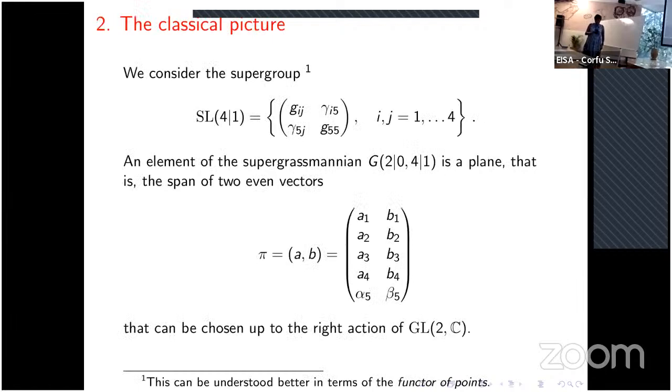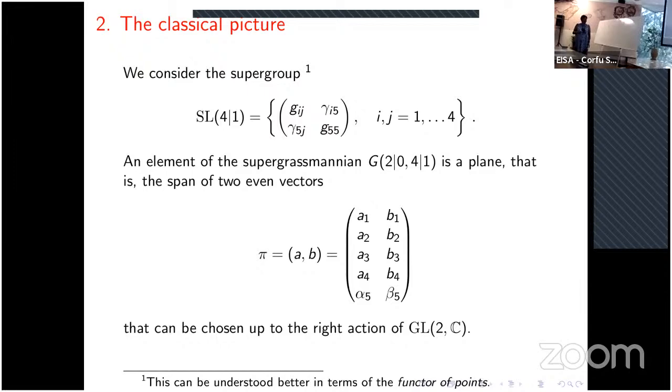Okay, so what is the supergroup SL(4|1)? I have put the generators ordered here like a supermatrix. Here the g_ij and the g_55 are even elements in an arbitrary superalgebra, and the gammas are odd elements, also in an arbitrary superalgebra. This is a 4x4 matrix, this is a 1x1 matrix, this is a vector, and this is the transpose of a vector. So in general, we want to describe this Grassmannian as a plane, the span of two even vectors in the superaffine space 4|1. So these two even vectors look like this.